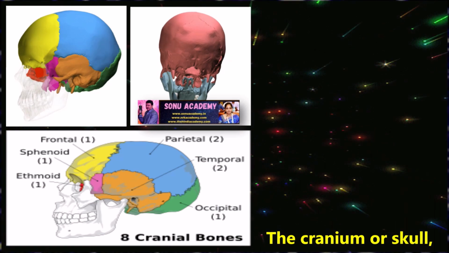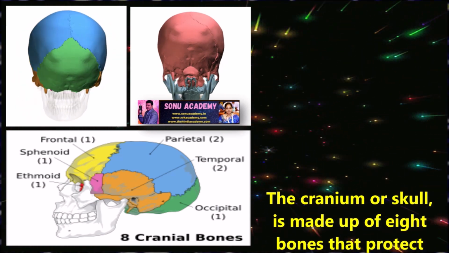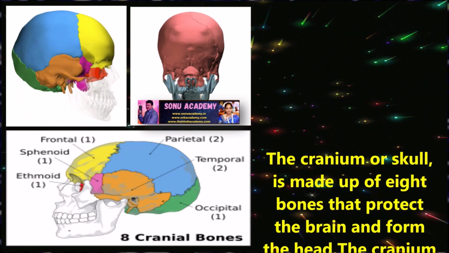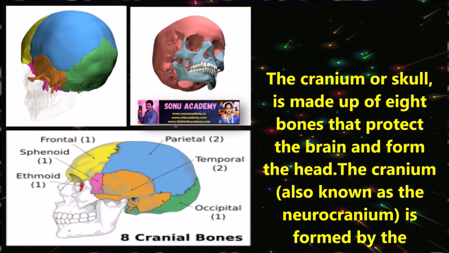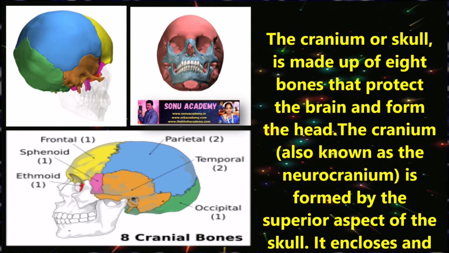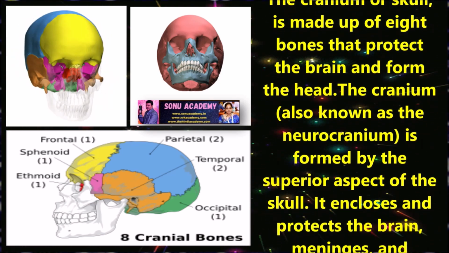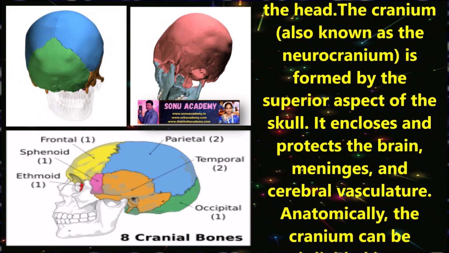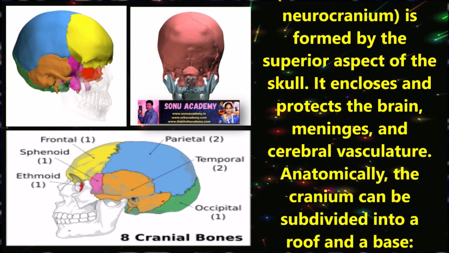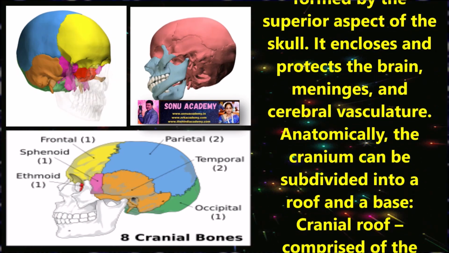Children, let us discuss cranial bones. The cranium or skull is made up of 8 bones that protect the brain and form the head. The cranium, also known as the neurocranium, is formed by the superior aspect of the skull. It encloses and protects the brain, meninges and cerebral vasculature. Anatomically, the cranium can be subdivided into a roof and a base.